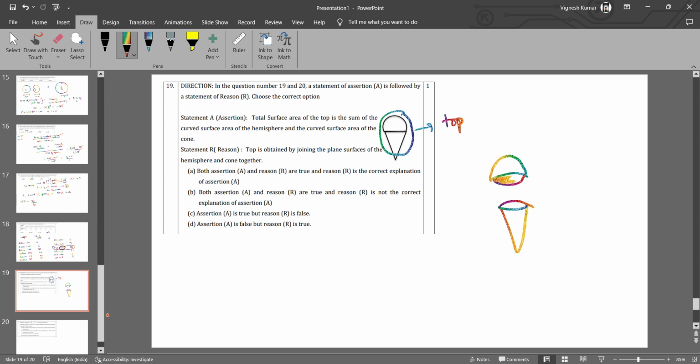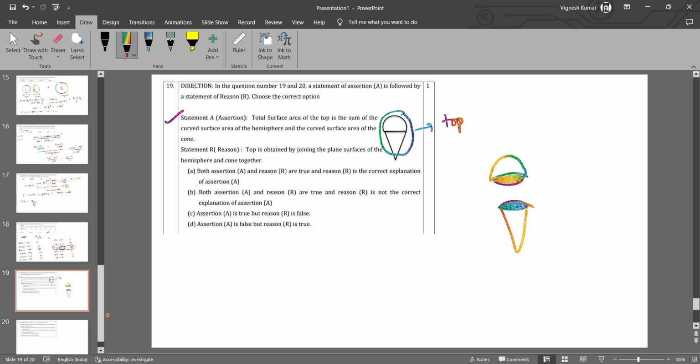So if we have to find the total surface area, the area which is used for forming this top is hidden from the total surface area, right? So the base area is hidden, only the curved surface area remains for each of the shapes. So for finding the total surface area of this whole shape, we will just add the curved surface area of the hemisphere and the curved surface area of the cone. So that's what they have given in statement A. They have given total surface area of the top is the sum of the curved surface area of the hemisphere and the curved surface area of the cone. So statement A is true.